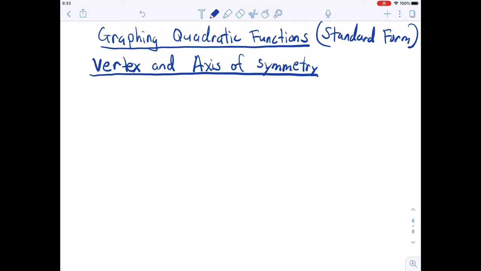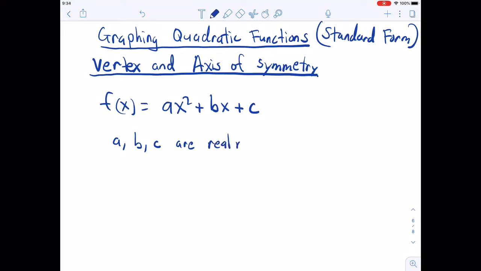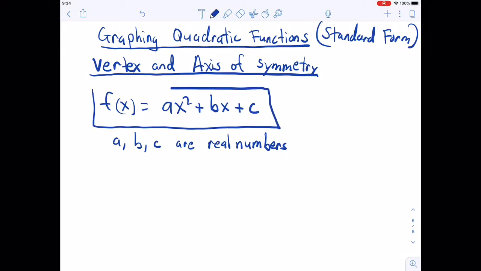Okay, so what is standard form? This is the standard form of a function: f of x equals ax squared plus bx plus c. And a, b, c are real numbers, so they can be any numbers that we know of. A non-real number would be imaginary, which you'll deal with in Algebra 2. So it's dealing with real numbers. Okay, so f of x equals ax squared plus bx plus c.